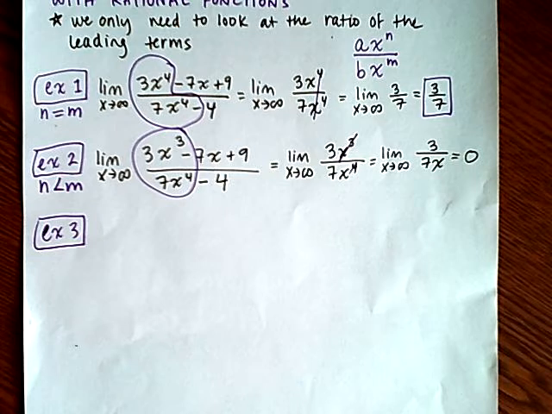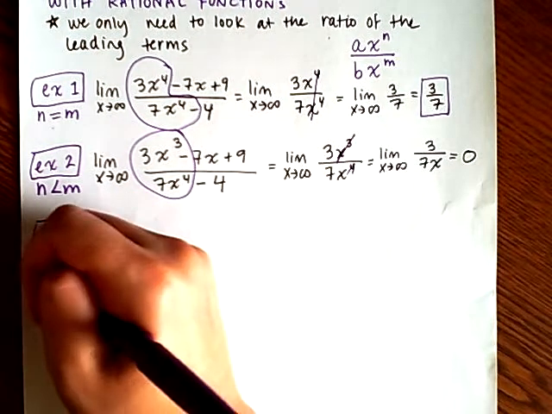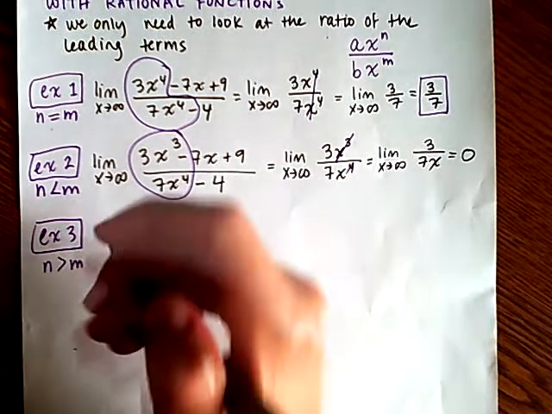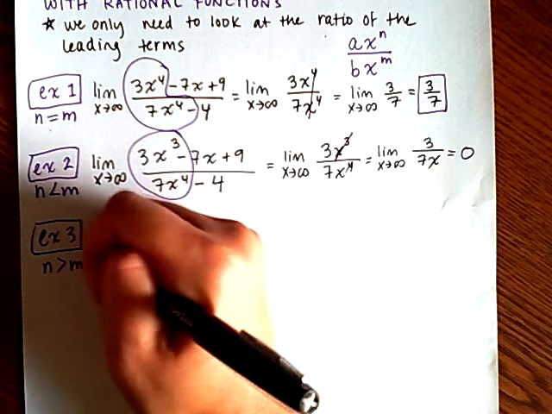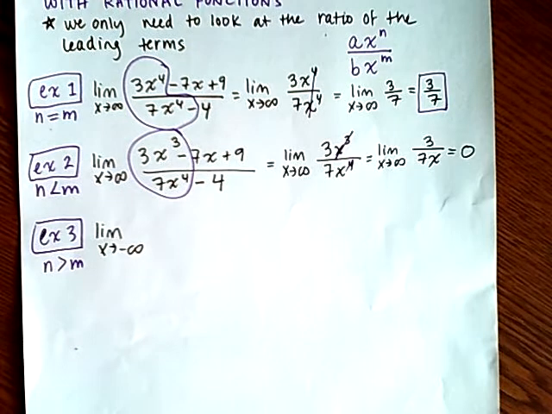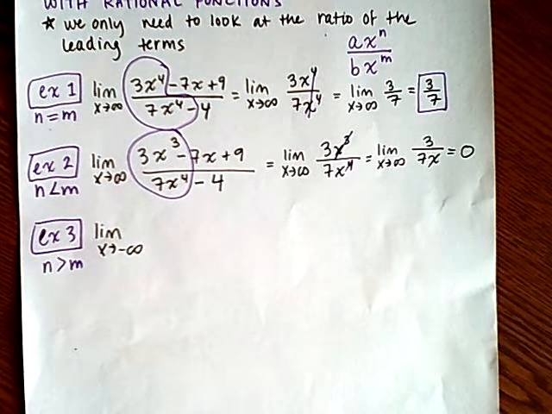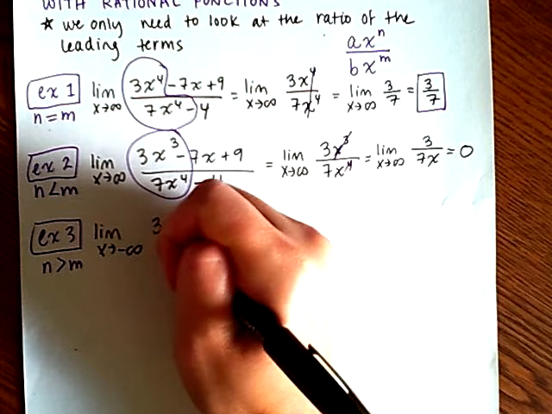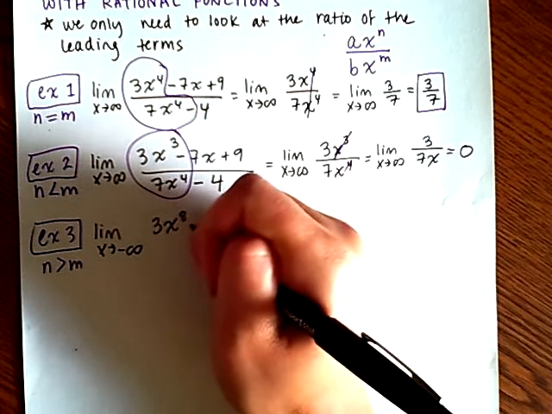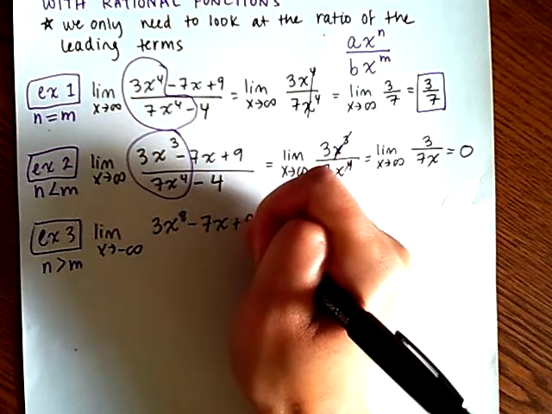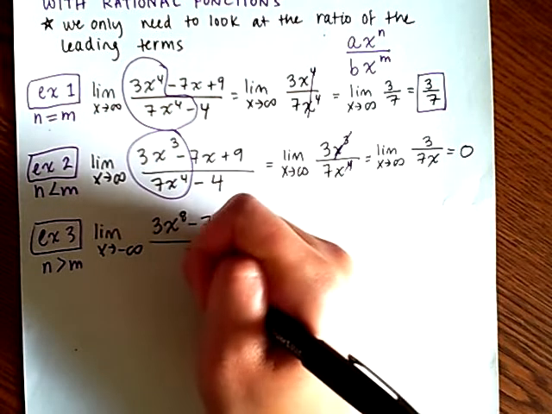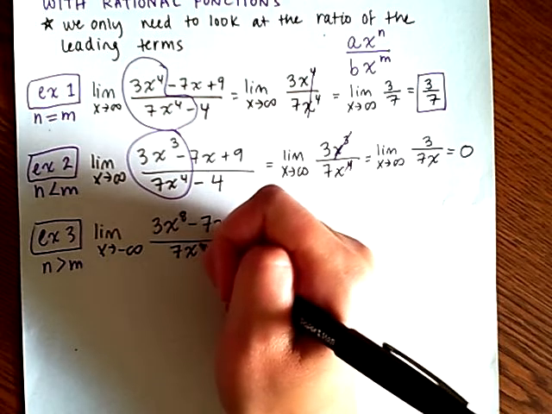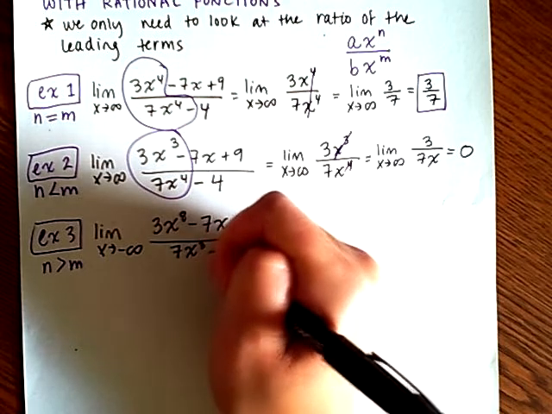So now we're going to look at the reverse, where the exponent in the numerator is bigger than the exponent in the denominator. And why not? We'll do a negative infinity example. So if I have something like (3x^8 - 7x + 9) divided by (7x^3 - 4).